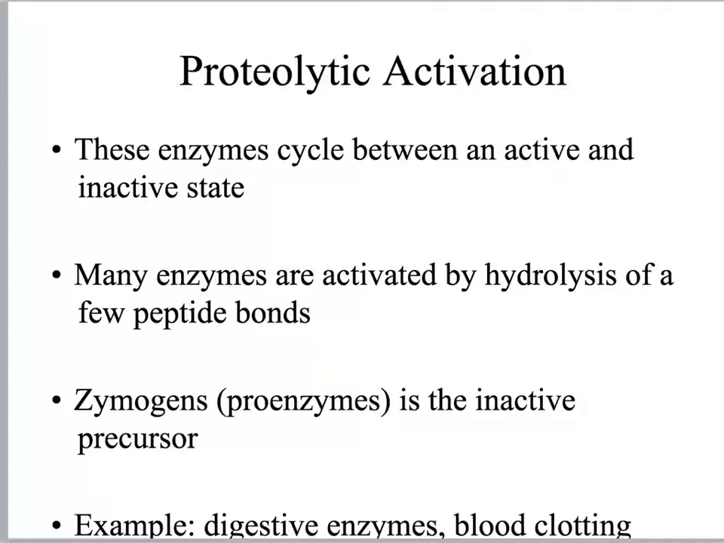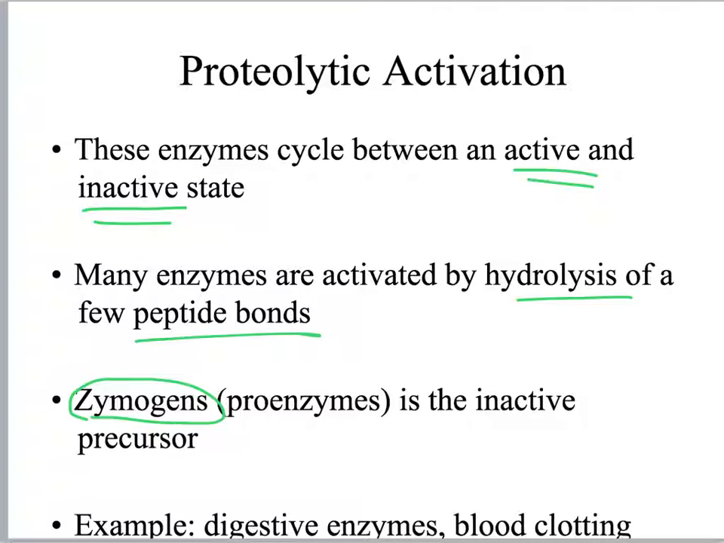Next, we have proteolytic activation. And what happens here, we have the enzyme cycling between active and inactive states. So we have a form of the enzyme that is active and will actually act on whatever substrate it's supposed to, and then a form that is inactive. Many of these inactive forms are activated by hydrolysis of some peptide bond somewhere in the overall structure. The inactive precursors to these active enzymes are referred to as zymogens or proenzymes. So that's the inactive precursor here.